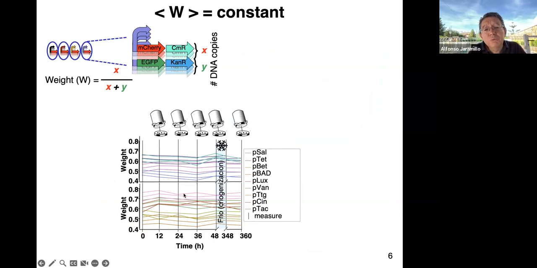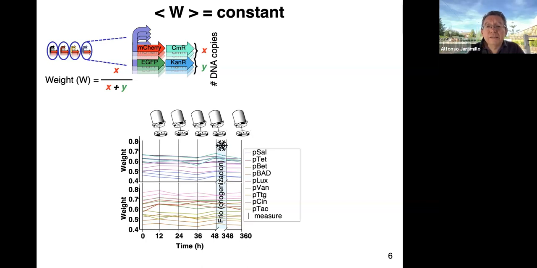When we do the measurements, we have the bacteria in solid medium, so we do a replica plating, and in the replica plating we induce, and then we wait for the cells to become fluorescent, and then we measure the fluorescence in red and green.